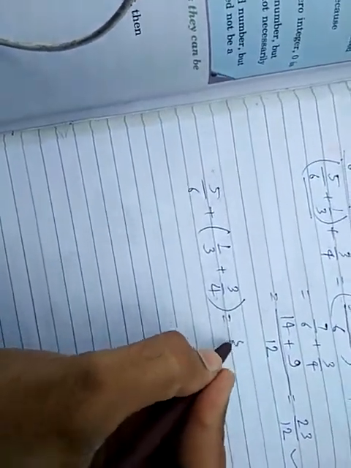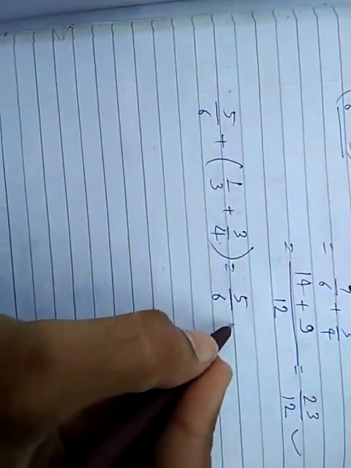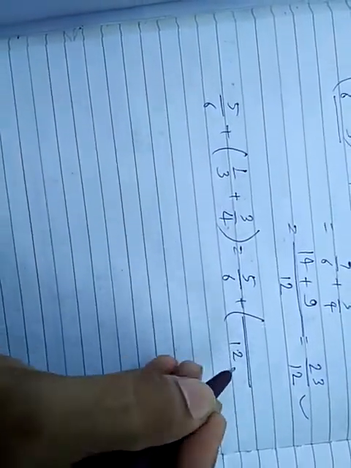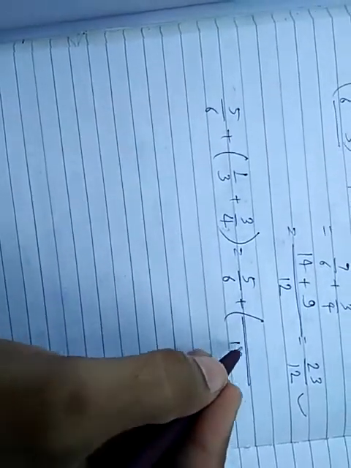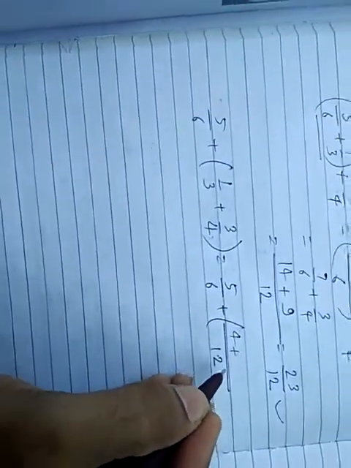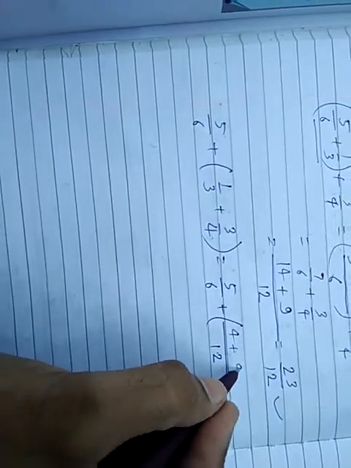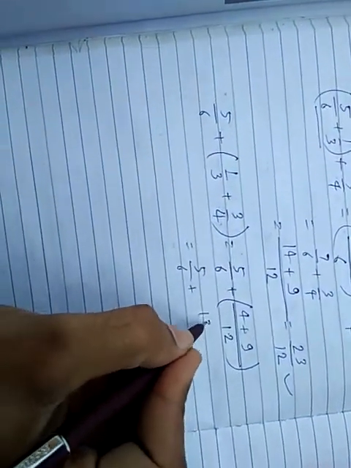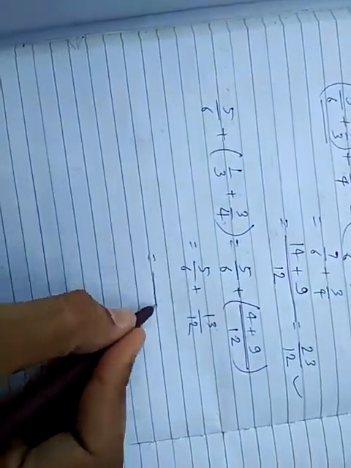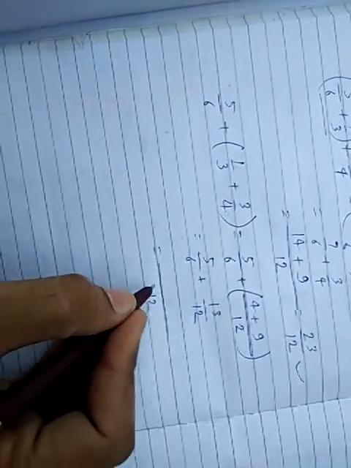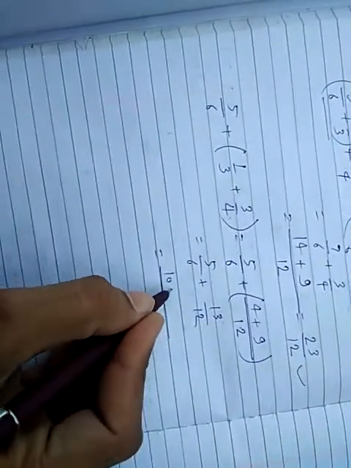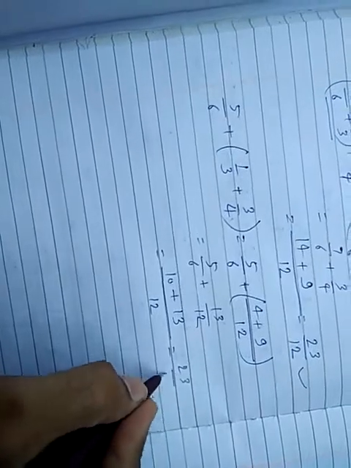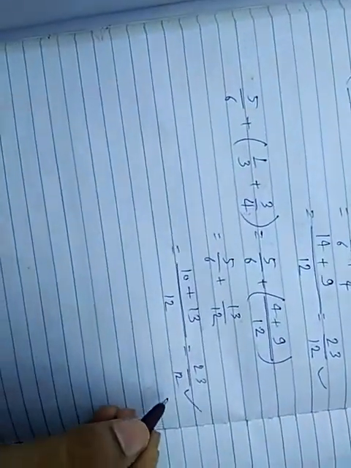So 5 upon 6 plus LCM 12, 3 fours are 12, 4 ones is 4, plus 4 threes are 12, 3 threes are 9, 5 upon 6 plus 13 upon 12. Now LCM will be 12, 6 twos are 12, 2 multiplied by 5 is 10, plus 13, that will be 23 upon 12. So both answers are equal.